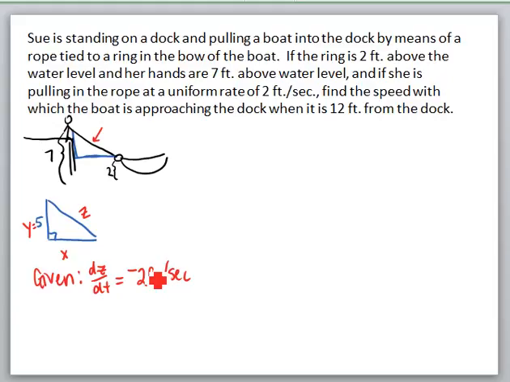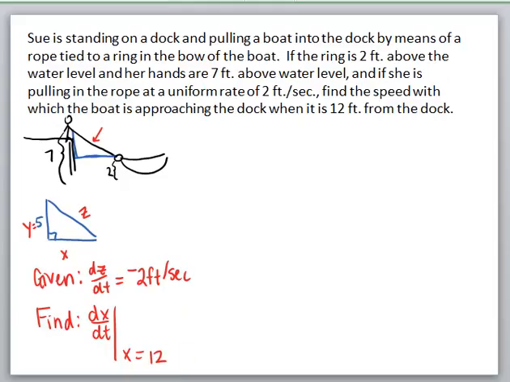The next thing I know is really what y is equal to, and I've already marked that in the picture. So I'm going to find the speed at which the boat is approaching. That would be the change in the x here. So I'm going to find dx over dt when the boat is 12 foot from the dock. So when x is equal to 12.